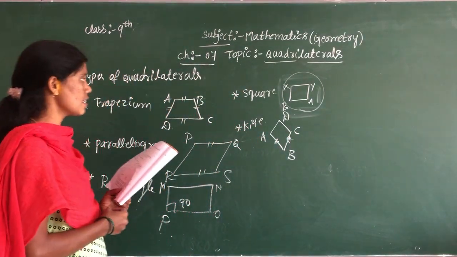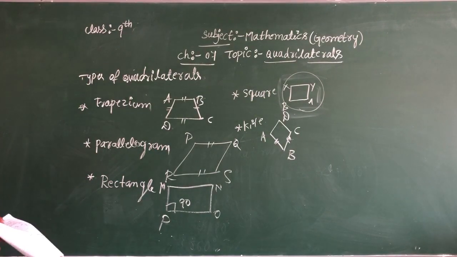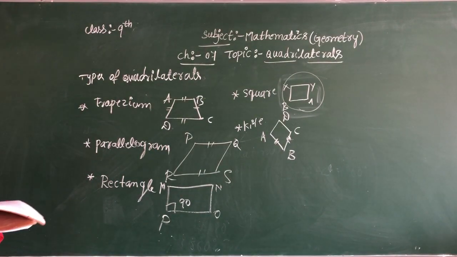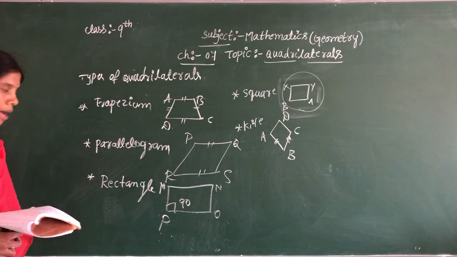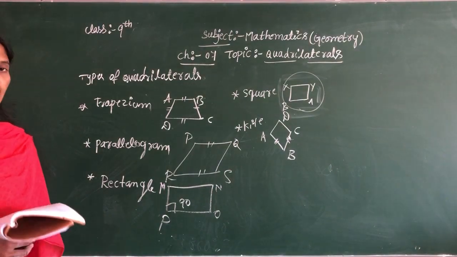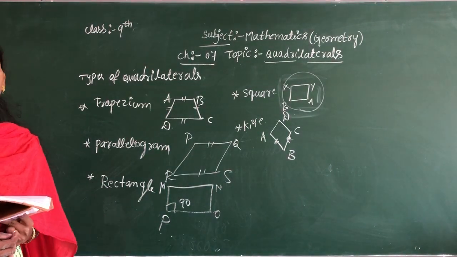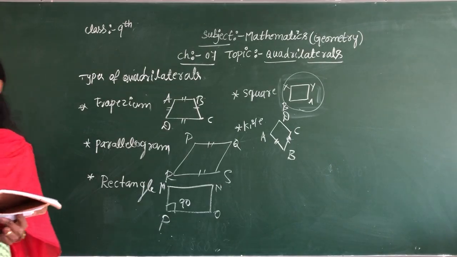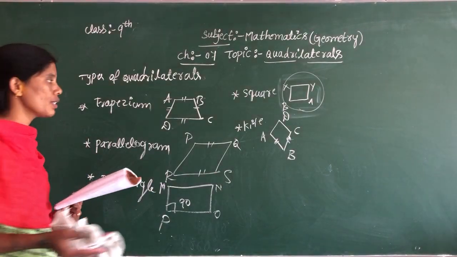Okay children, these are the types of quadrilaterals. Like trapezium, second one is parallelogram, third one is rectangle, fourth one is square, fifth one is kite. Have you understood this? Already you know this.